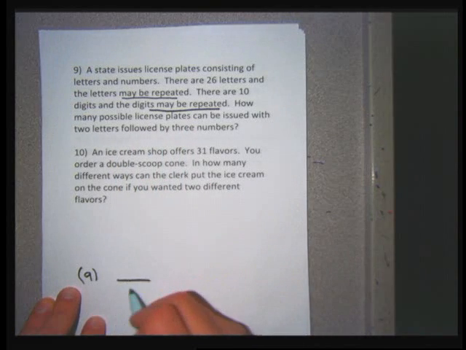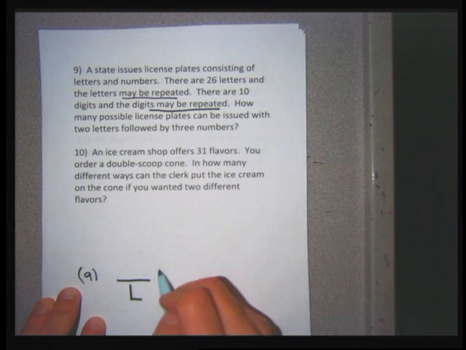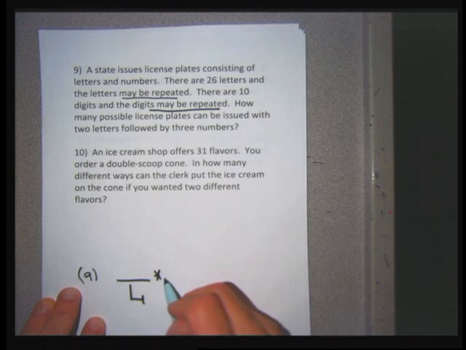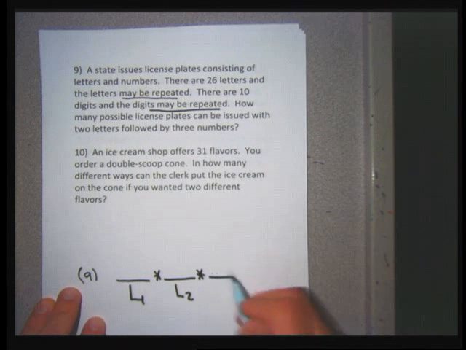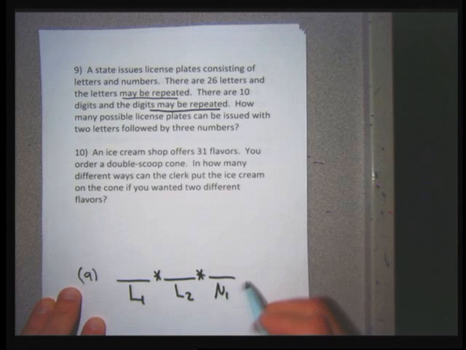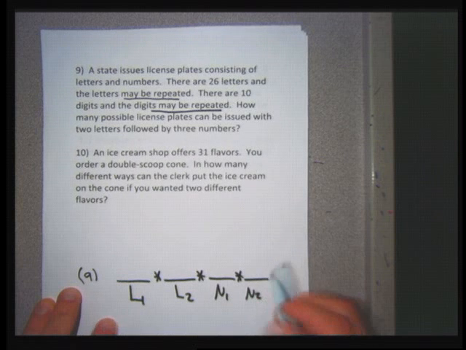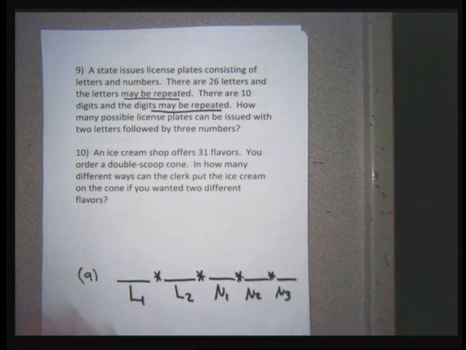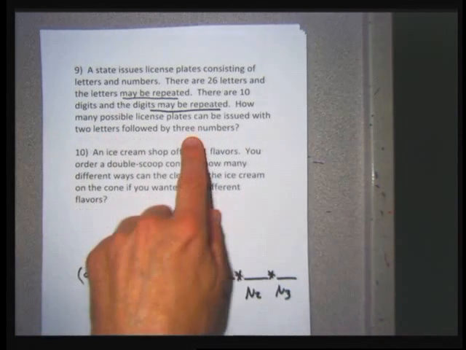So what I need to do is 5 experiments. I need to pick the first letter, so letter 1. I need to pick the second letter, letter 2. I need to pick the first number, we'll say number 1. I need to pick the second number, we'll call that number 2. And I need to pick the third number, which is number 3. So there's 5 different experiments, because there's 5 different numbers or letters I need to place on my license plates for problem 9, because there are 2 letters followed by 3 numbers.